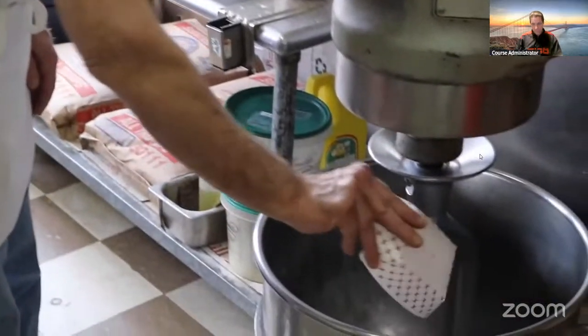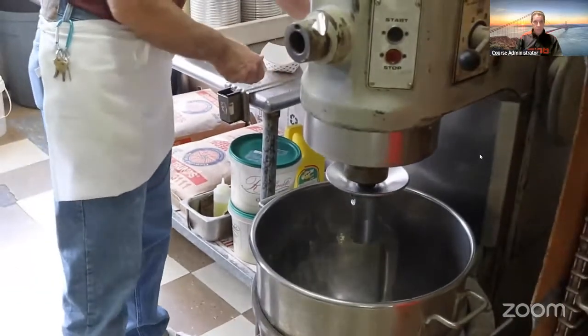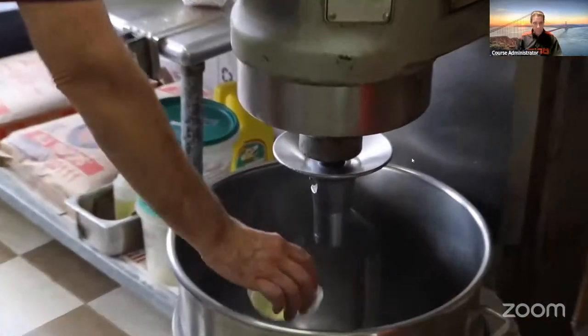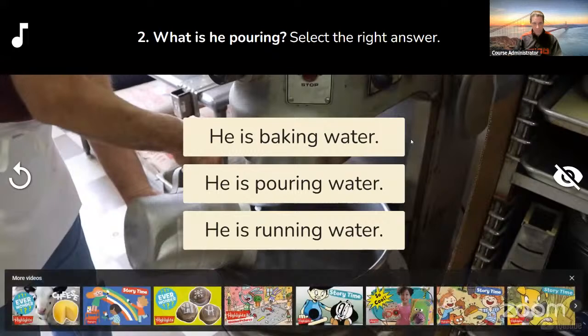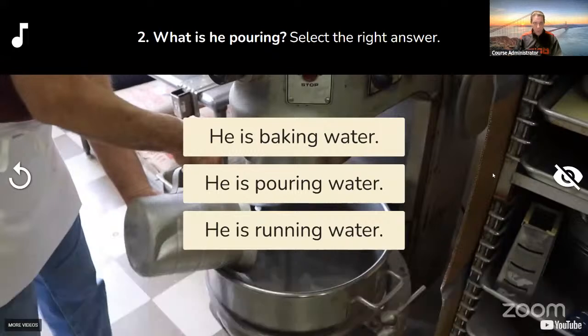Steph is mixing the ingredients for the dough. This includes water. Now, we can see in this picture, the question is, what is he pouring? So he is pouring water, which is correct. Now, the question we have to think about here is the subject, he. Who is he? Is he really important?